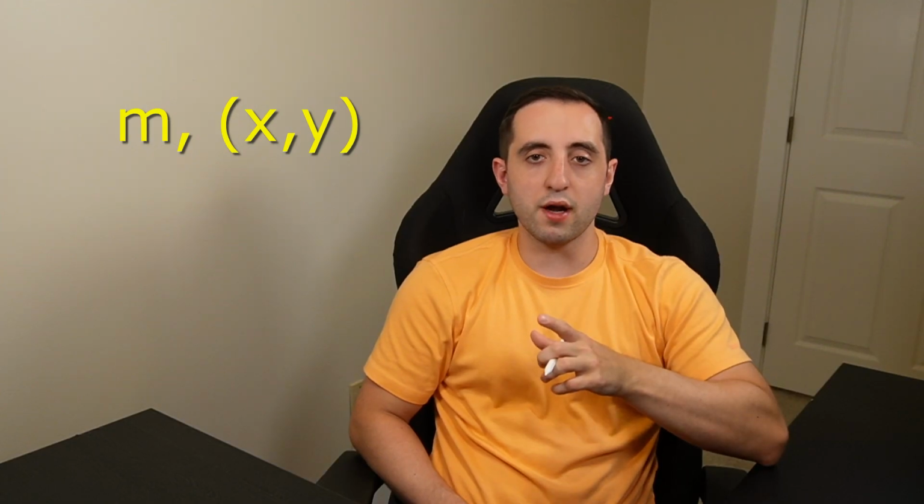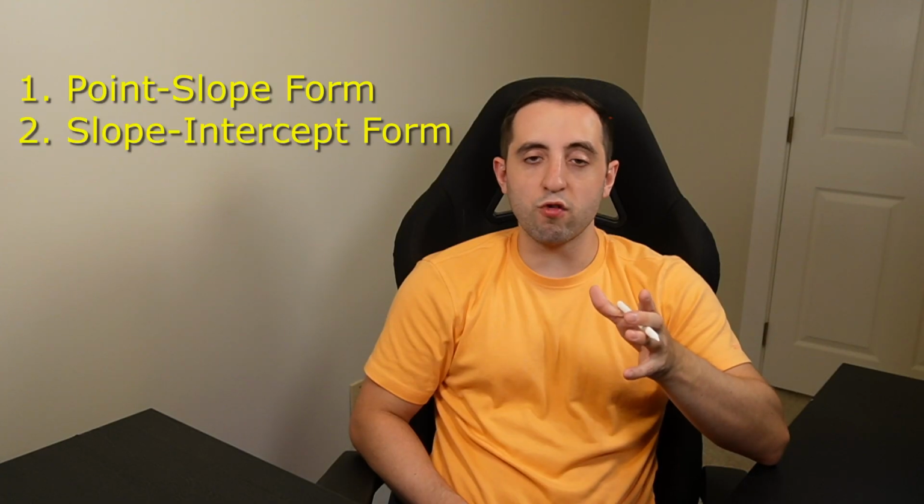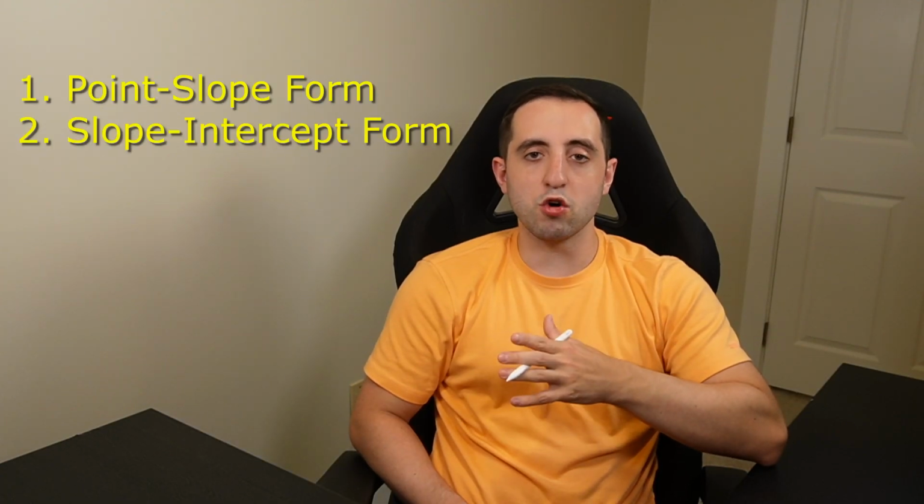Jackson, and in this video, we're going to talk about how to find the equation of a line given a slope and one ordered pair. I'm going to show you two different methods to do that. One is plugging into point slope form, or you could do the same thing in slope intercept form. So without further ado, let's get into the lesson.